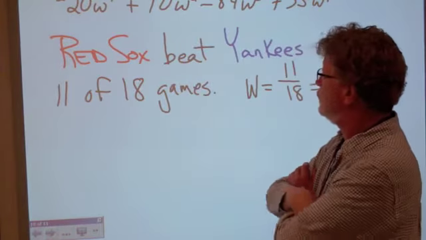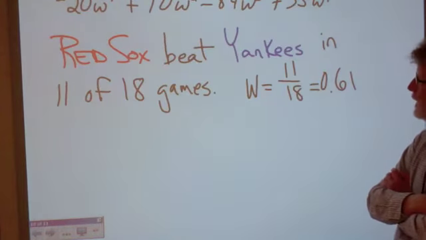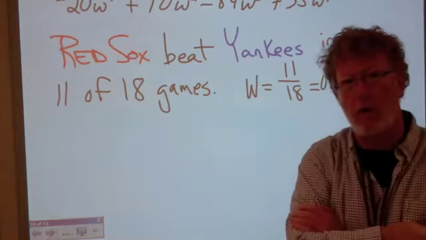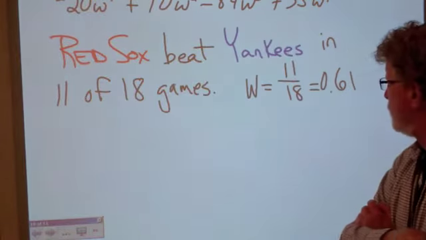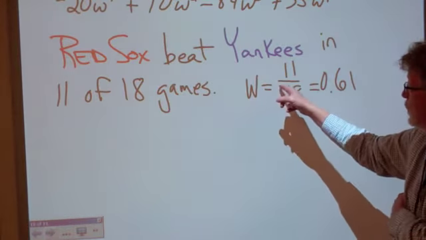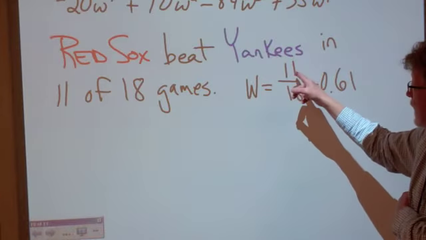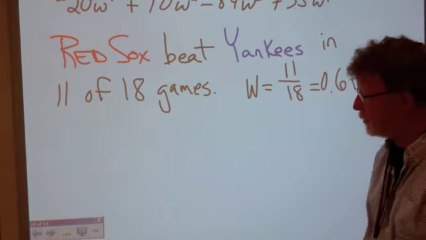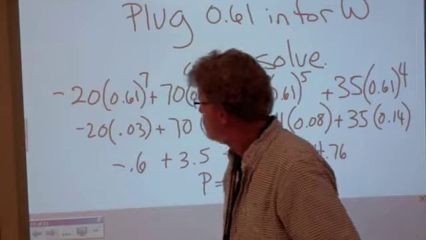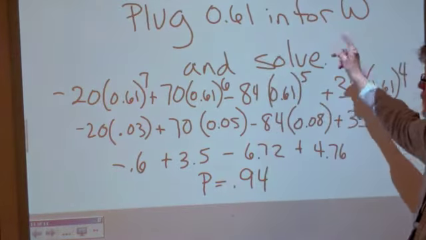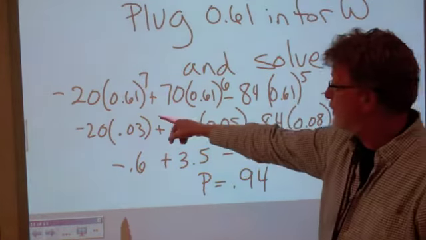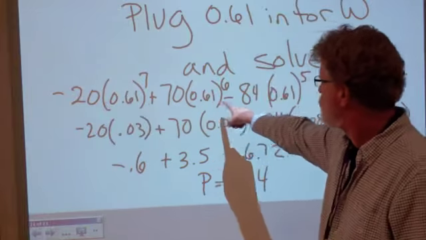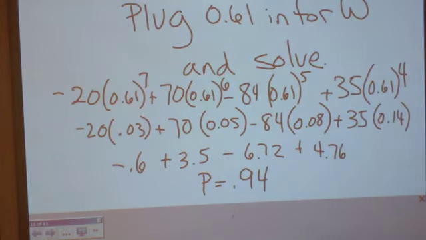The deal was that in 2004 the Red Sox beat the Yankees in 11 of 18 games. Go Red Sox. So w is going to equal the percentage of wins. 11 over 18 is 0.61. So now what we do is plug that in for w and solve. So I've written the problem out here with the 0.61 in each slot, so you can do the math on that.